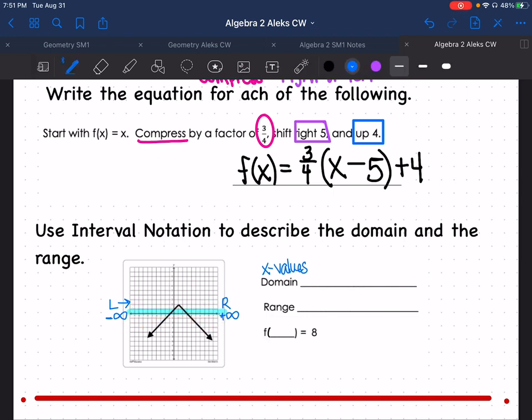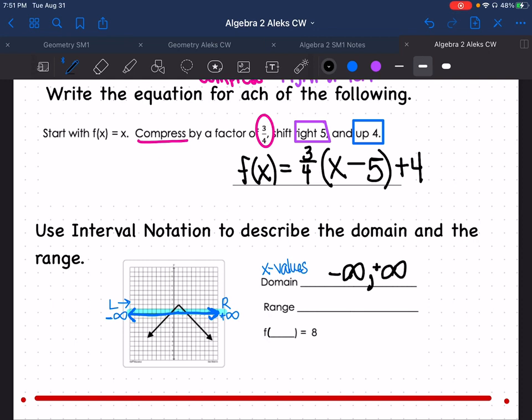Interval notation, remember, is using my symbols with my parentheses and my brackets. And I'm doing it from left to right. So I could even come in here and say it's doing this, right? Let me make that a little bit thicker. There we go. There is my graph. So I would say negative infinity, comma, positive infinity.